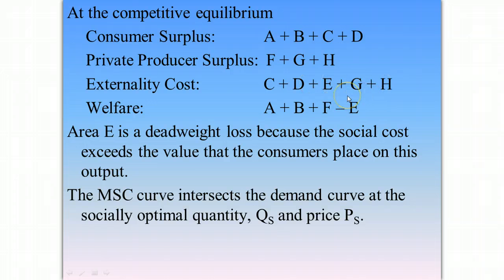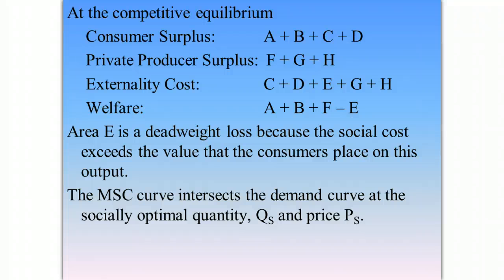So this cancels out some of the surpluses. So area C is cancelled out. It's a gain for consumers, but there's also a cost. Area D is cancelled out. Area E isn't, and neither are G and H. So welfare at the competitive equilibrium is A, B, F minus E. That is the benefit society gets from this market if it's allowed to operate under a free competitive equilibrium.